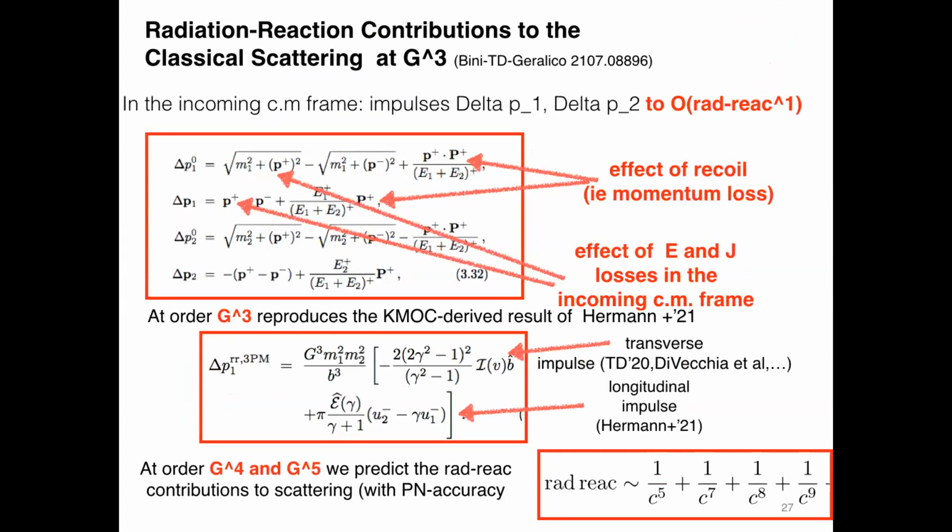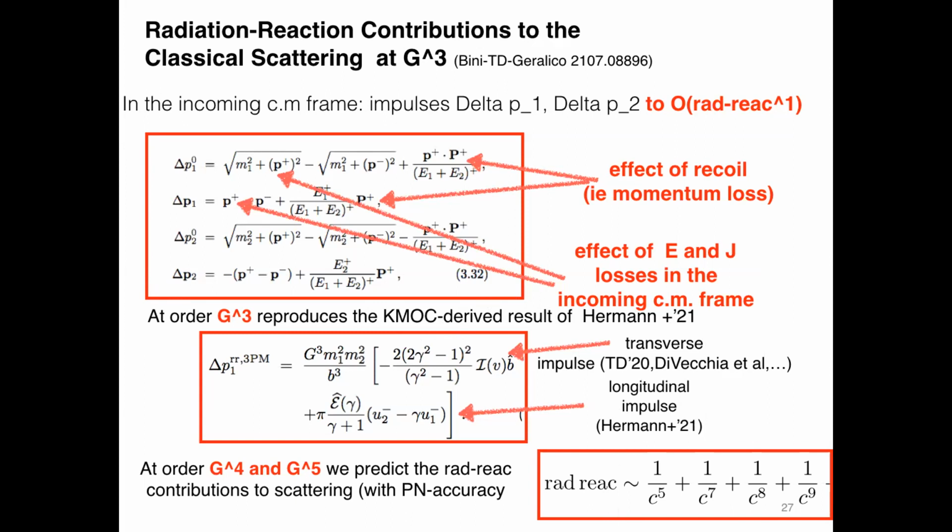Let me finish by saying that in our recent paper with Donato Bini and Andrea Geralico, we extended our previous work by computing the full effect on the change of the impulse of the 2 particles, P1 and P2, of the effect not only of energy and angular momentum losses in the incoming center of mass frame, but also of momentum loss, I mean of recoil. And then we could rederive a result which has been derived by Herman and collaborators using the Kosower, maybe O'Connell amplitude approach.